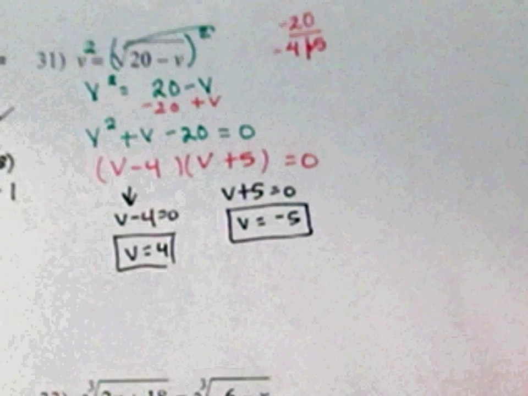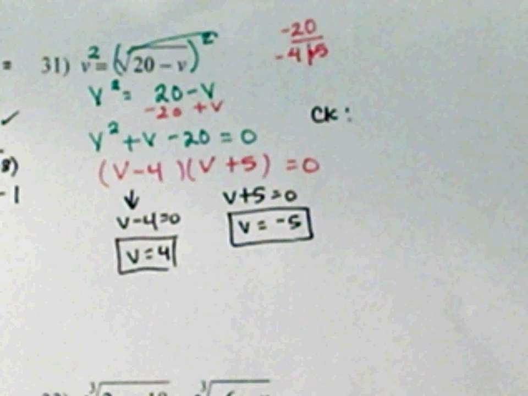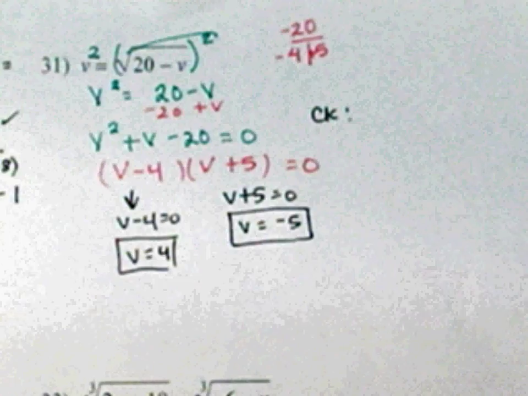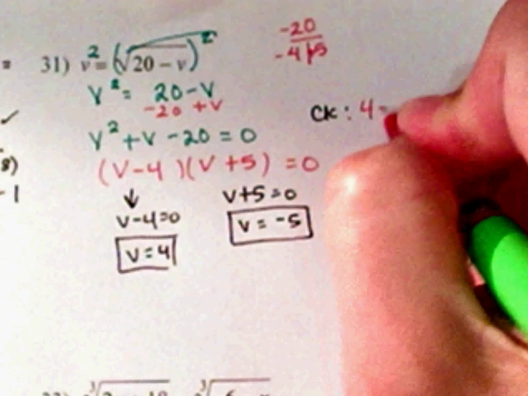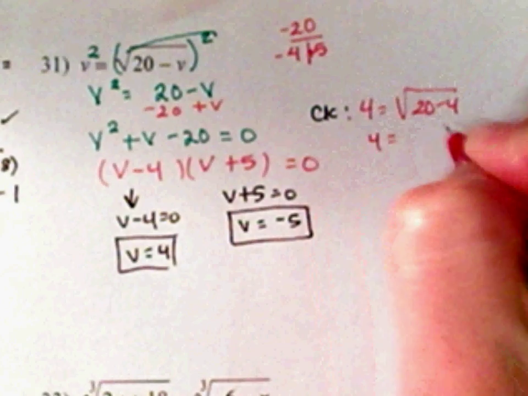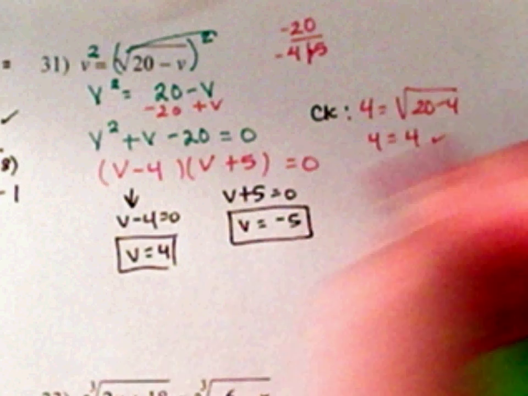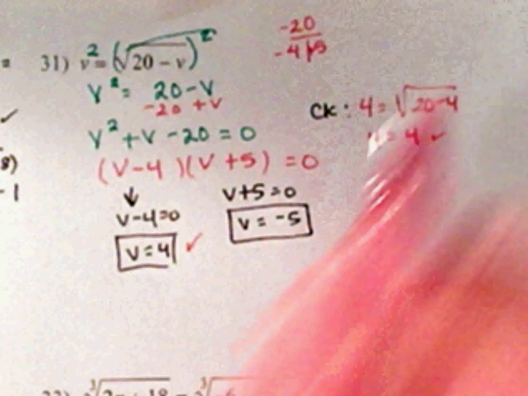Let's go ahead and check our answers. Okay, here we go. So, you have 4 is equal to square root of 20 minus 4. 20 minus 4 is 16. Square root of 16 is 4. So that works. Okay, let's check the other one.